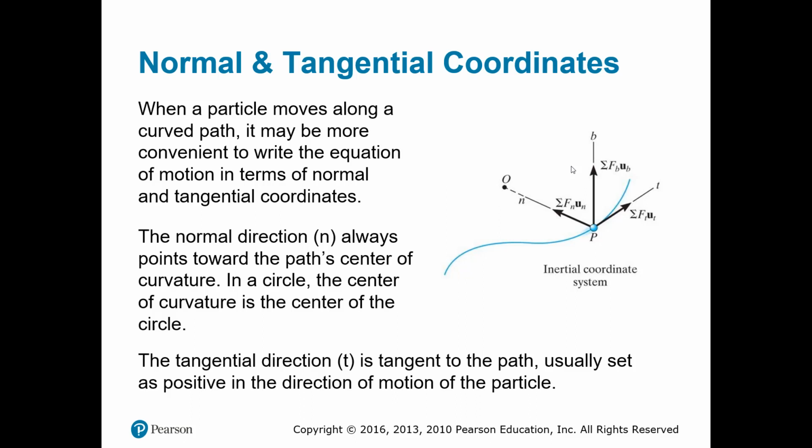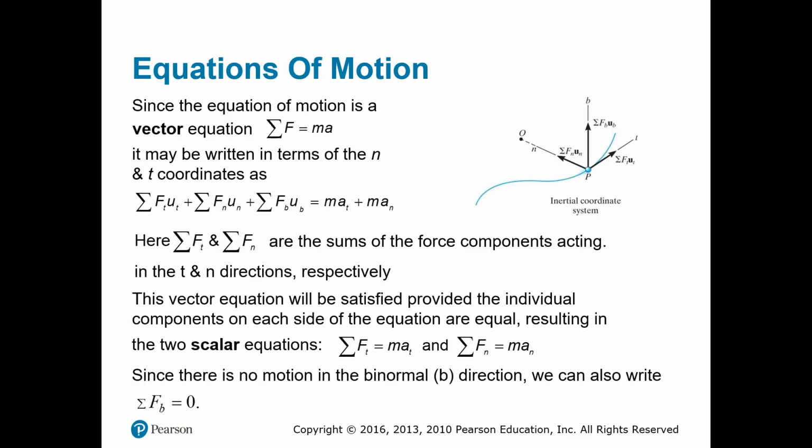The normal direction always points toward the path center of curvature. In a circle, the center of curvature is the center of the circle. Everybody knows that. The tangential direction is tangent to the path, usually set as positive in the direction of motion of the particle. So the equations of motion, as you know, always say the sum of forces equals mass times acceleration. So it is convenient to rewrite these equations in terms of normal and tangential. And the book gives you a binormal, another axis that will replace the z-axis when it's needed.